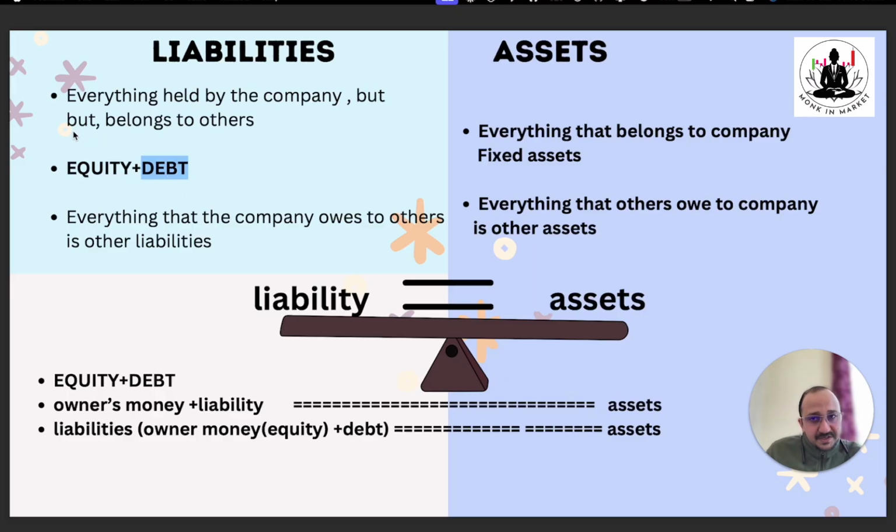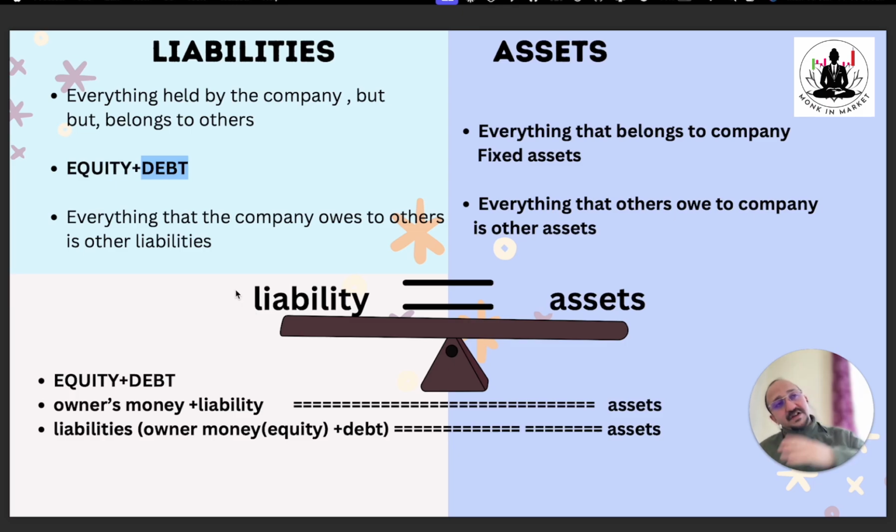So using this money, companies will buy assets. Once the assets increase, production starts, sales increase, revenue increases, income increases, and the company starts paying the debt back. So debt keeps decreasing. But the thing is, guys, if the debt is decreasing slowly and steadily, it's a good sign.